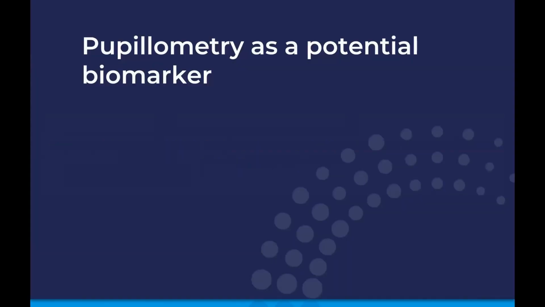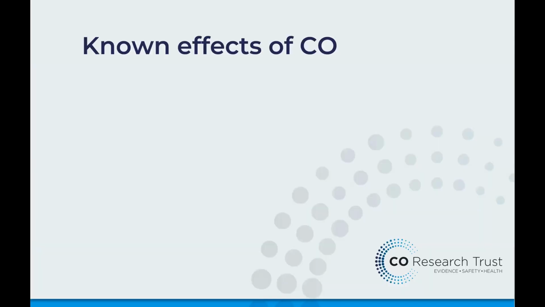Now that you understand what pupillometry is and how the pupillary light reflex works, you can start to understand how carbon monoxide exposure could be detected in this fashion. If we consider the known toxicological effects of carbon monoxide, we can start off by saying that we know the classic mechanism is its ability to bind to haemoglobin, reducing its oxygen carrying capacity.